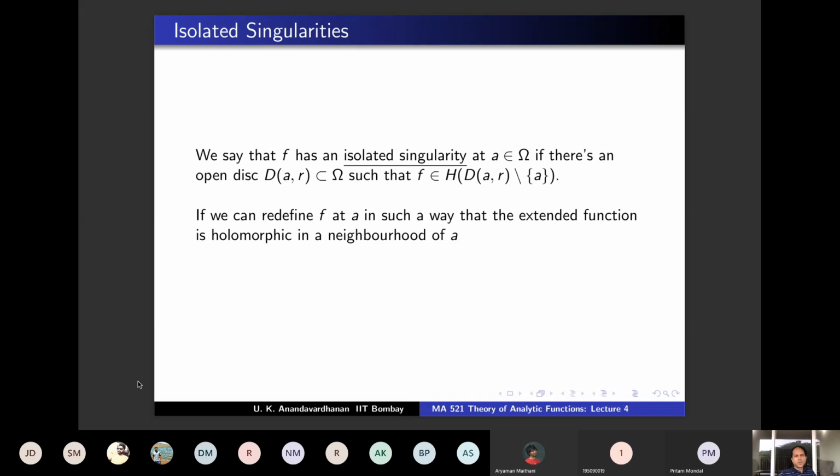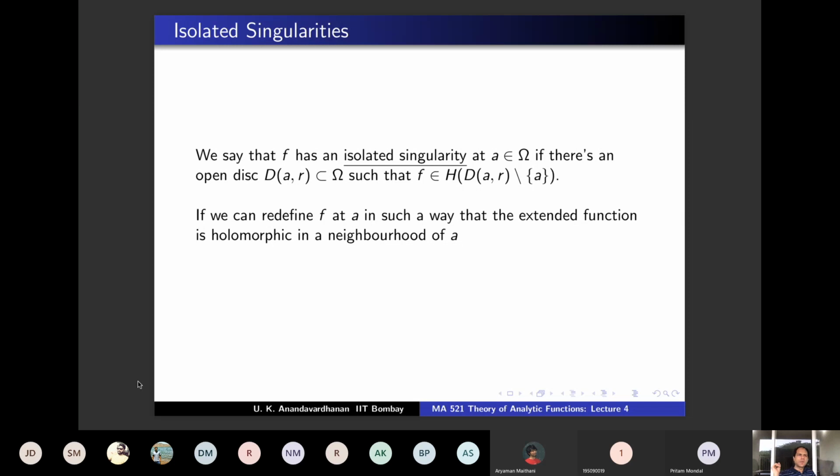So suppose you take 1 by z. Of course, 0 is an isolated singularity because in a neighborhood of 0, everywhere else it's holomorphic, 1 by z. Now the question is, is it removable or not? The idea is, can you define at 0 some value so that it is holomorphic? And in this example, you can check that you cannot do that. So it's not removable.